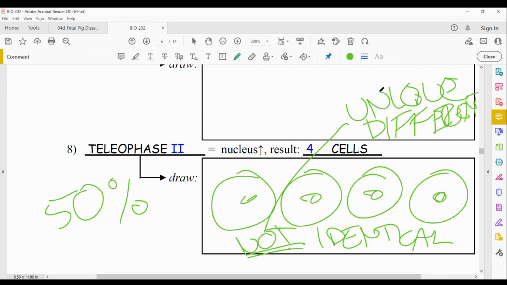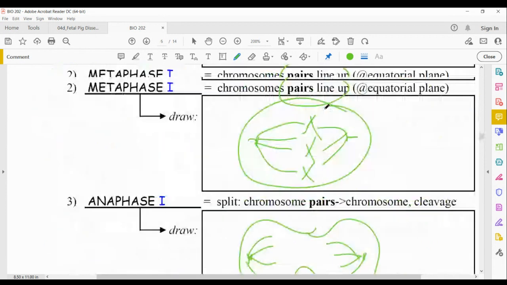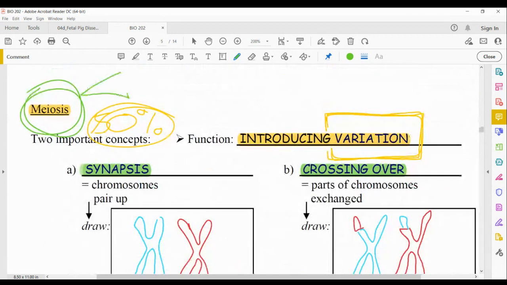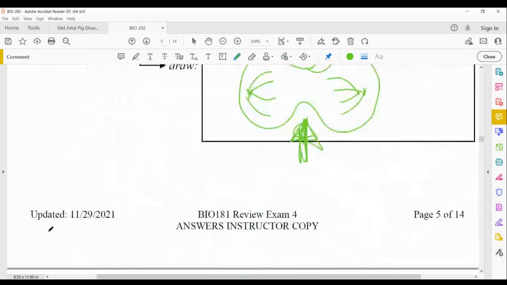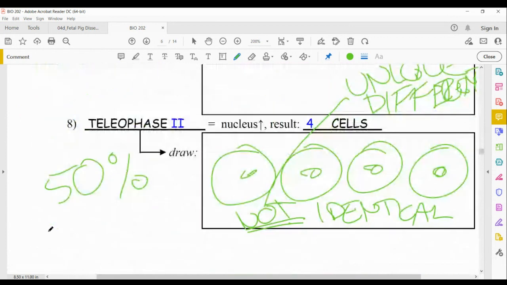And again, remember the whole point of why we went through the process of meiosis: that was to introduce this genetic variation. So we end up with resulting cells that have 50% of the genetic material, but they also have a lot of variation in that genetic material. So we can come up with these new combinations of material. So that was the important thing to take away from there.